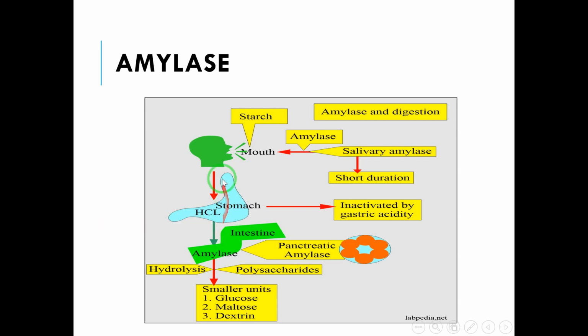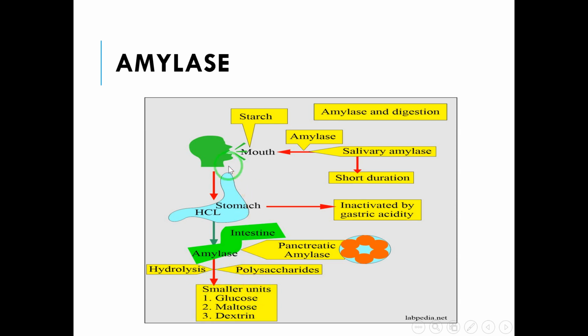So amylase will cause hydrolysis of the polysaccharides and convert them into smaller units, which are maltose, dextrin, or glucose, and these molecules will pass later to the intestine.